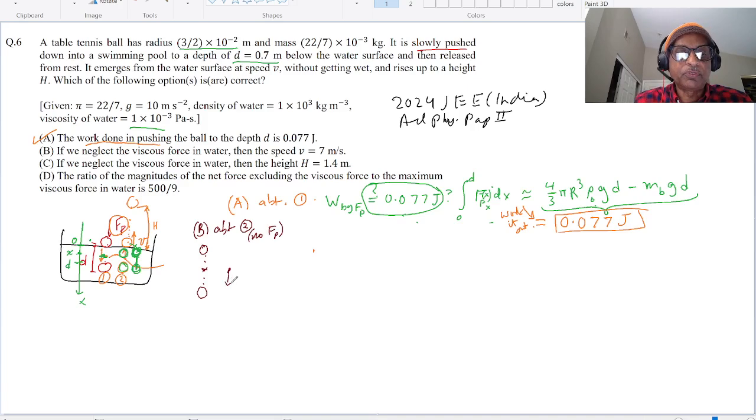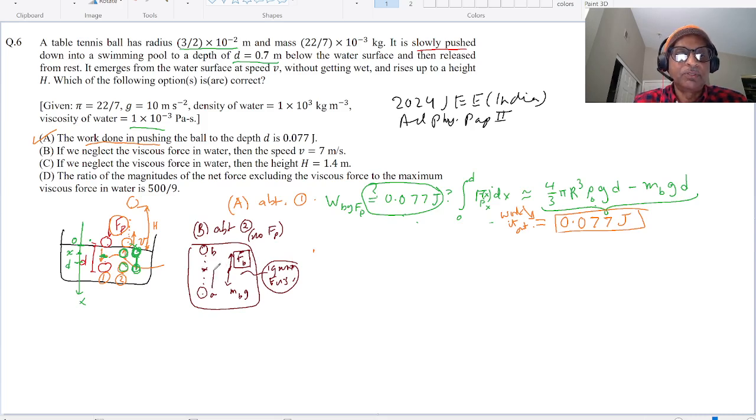So the force will be MBG, and buoyancy will be like that. So we can use the work-energy theorem to figure out these two instances, and we're supposed to ignore F viscous. If you ignore this, then the energy here minus the energy here will only be, the difference will be equal to the work done by FP.